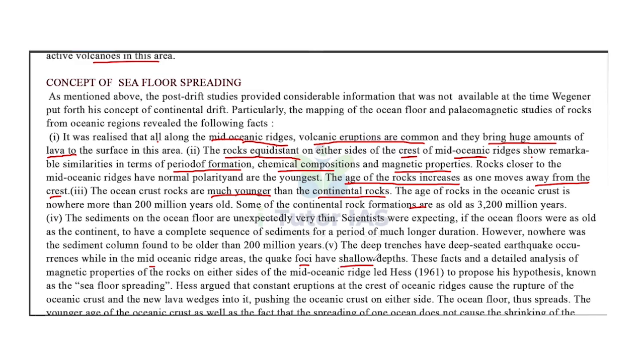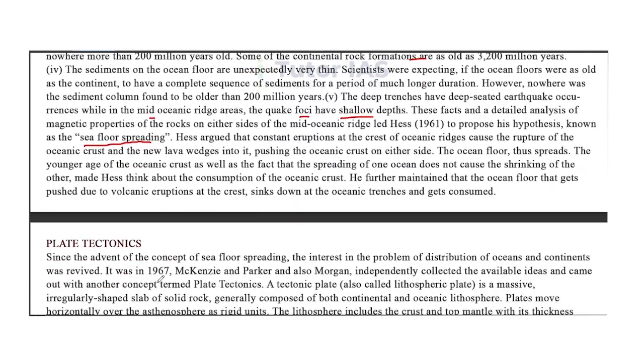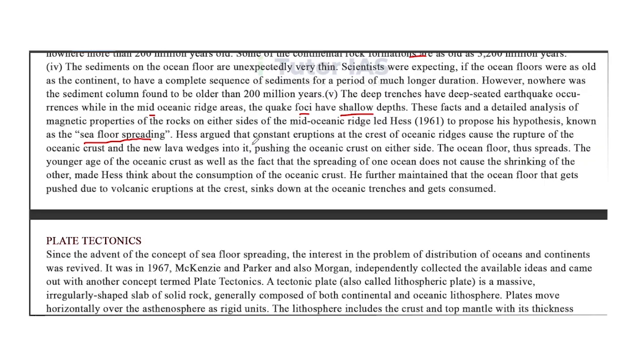Now, these facts and the detailed analysis of magnetic properties of the rocks on either side of the mid-oceanic ridges led Hess to propose his hypothesis known as seafloor spreading. Hess argued that constant eruptions at the crest of oceanic ridges cause the rupture of the oceanic crust and the new lava wedges into it. Pushing the oceanic crust on either side, the ocean floor thus spreads.